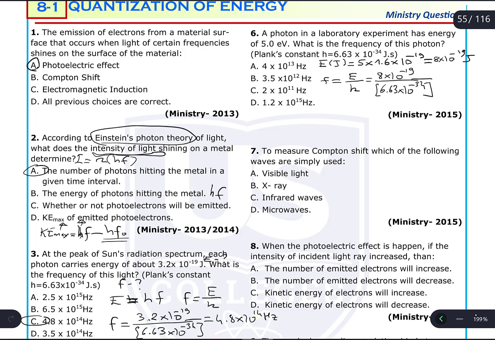So we get the result: 8 times 10 to the power of negative 19 divided by, in brackets, 6.63 times 10 to the power of negative 34. The answer is 1.2 times 10 to the power of 15. So 1.2 times 10 to the power of 15 hertz is the answer. D is the correct choice.